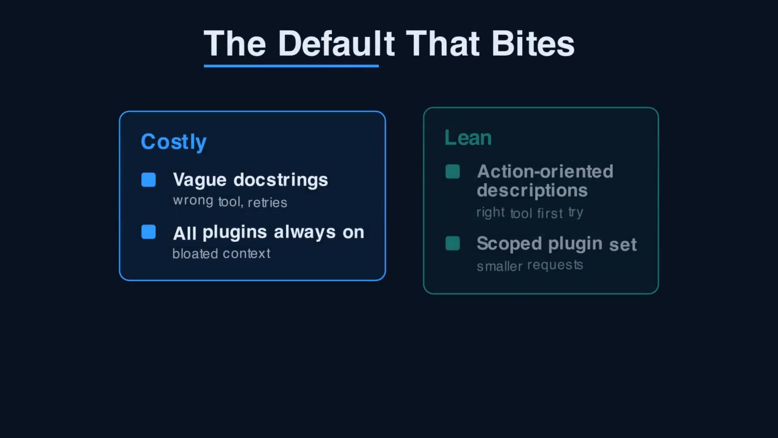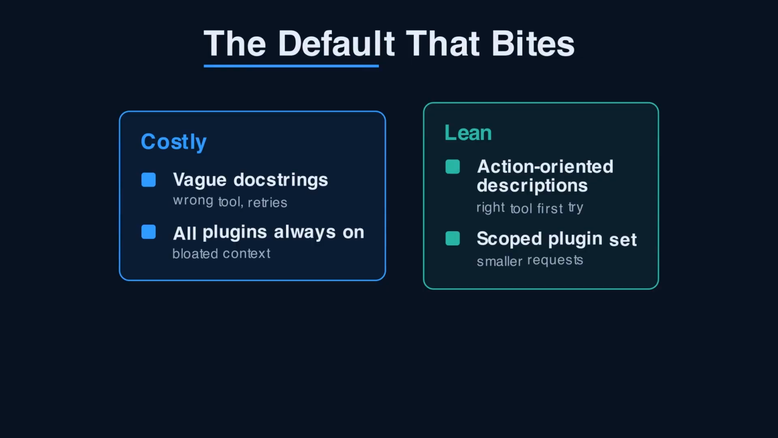Here's the default that bites. Your function descriptions are the real prompt. Vague docstrings make the model call the wrong tool. That triggers retries and burns tokens every turn. Second, every registered plugin ships in each request. 20 functions bloat the context on every call. Filter plugins to the ones a request needs. Keep descriptions specific and action-oriented.